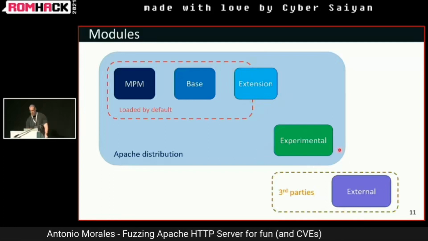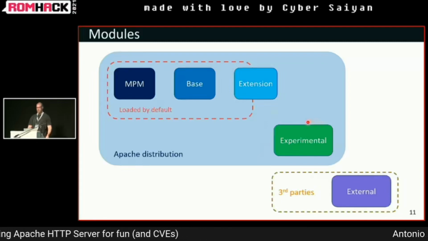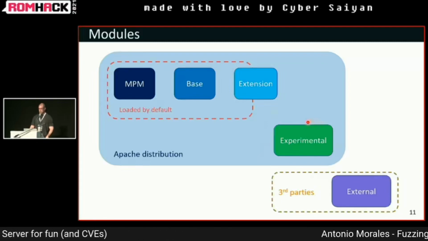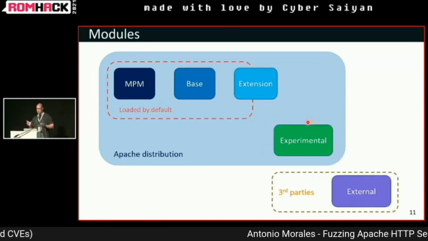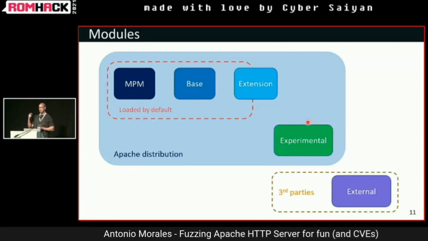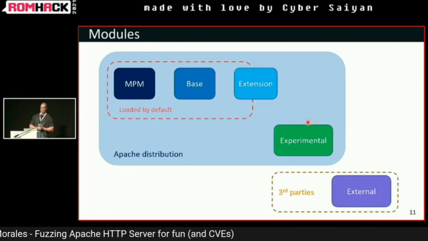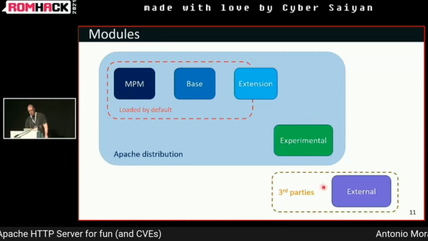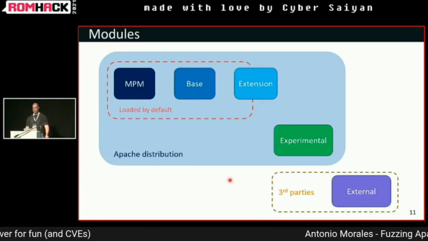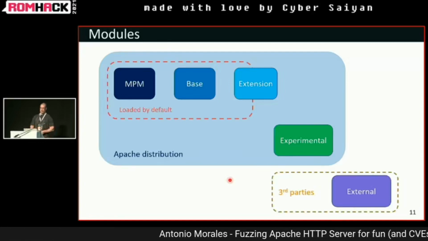And out of the Apache distribution, we can also find the experimental modules. Those are available in the Apache distribution, but are not officially supported by the Apache developers. And the last group is the external modules, those modules that are not included in the Apache kit.